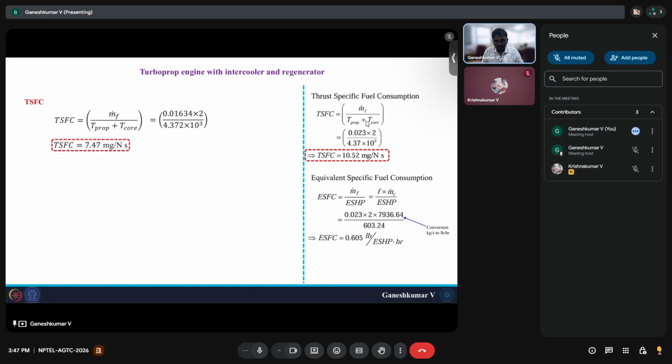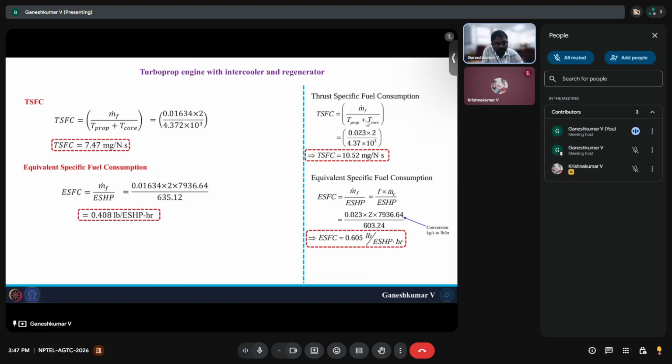7.47. And finally, what you have is the equivalent specific fuel consumption, which is not in SI units. I think it's in imperial units. So the equivalent specific fuel consumption is nothing but m dot f divided by the equivalent shaft horsepower. That is around 0.408 pounds per equivalent shaft horsepower per hour. Okay. So that is also reduced from 0.605 to 0.408.